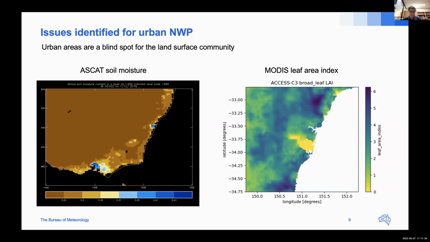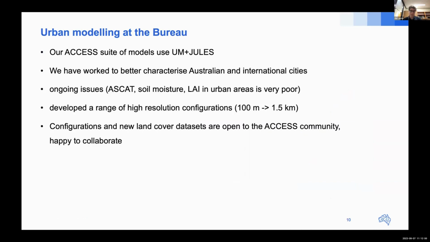But I just want to point out that it seems that urban areas are often a blind spot for the land surface community, and also the weather and climate communities, to be fair. These are long-standing issues, which we're now working with Luigi and Chris Rudiger's group to help resolve. So in summary, we use PLUMBER and JULES to better characterize Australian and international cities. There are some ongoing issues, and we've developed a range of resolutions. And these configurations and new land cover data sets are open to the ACCESS community, and we're happy to collaborate with anyone who wants to work with these models.